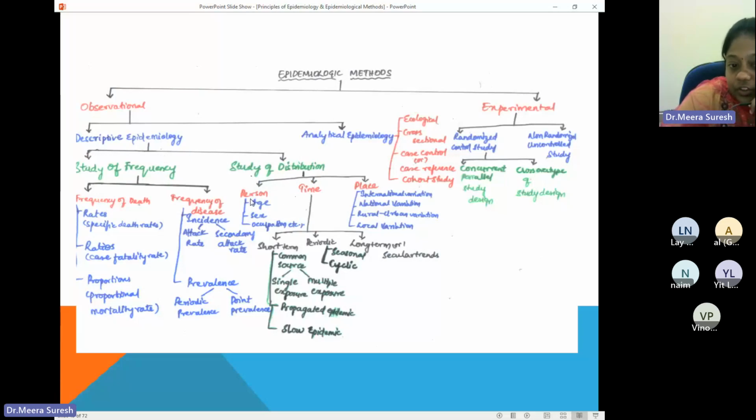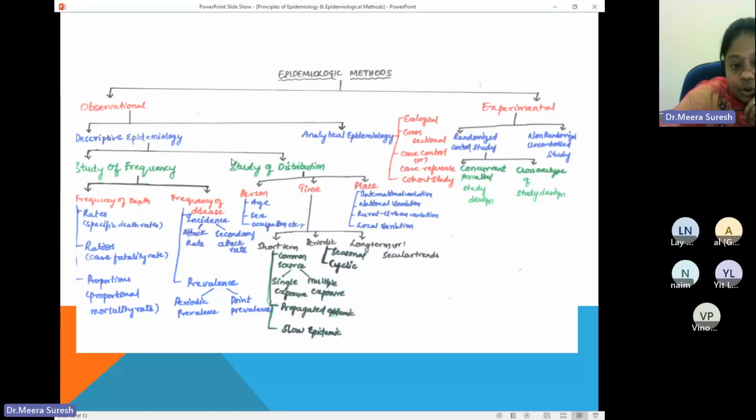So the distribution we will be studying under three categories mainly: the distribution among the people or the population, according to age, sex, occupation; according to time, which is again subclassified into short term, periodic, long term. Again, some classification will be coming over there, which we'll see in coming slides. And according to the place: international variation, national variation, rural-urban variation, and local variations.